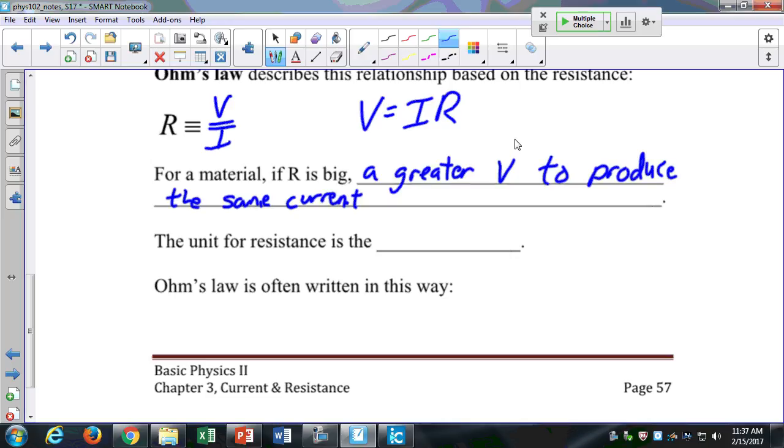All right, the unit for the resistance is the ohm. We use the capital omega, like this. And like I said, we often write Ohm's law like this: V is equal to IR. What's the unit for resistance? Ohm. That's another fun word to say, isn't it? You can say it again if you like. Yeah, so that's the unit for resistance.